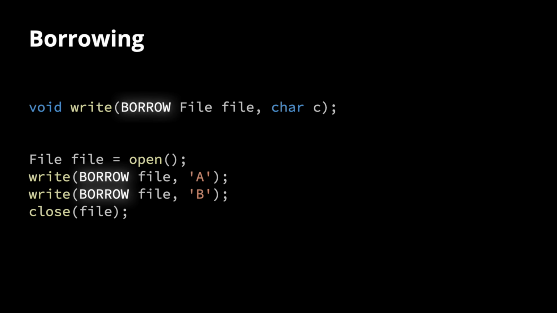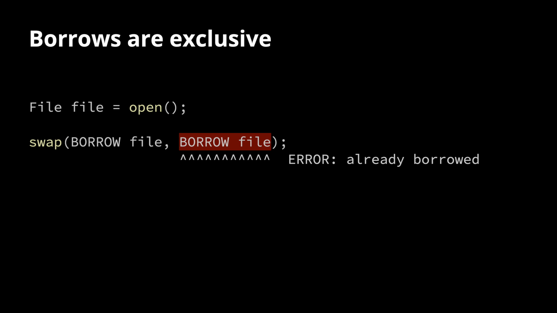Now, there are some rules that apply to borrowing. First, borrows are exclusive. That means while a variable is borrowed, it can't be accessed. You can only have one borrow at a time on an object. In this example, we're calling a swap function that takes two borrowed files, and I'm trying to pass the same file for both parameters. This doesn't compile because once the file is borrowed to make the first parameter, it can't be borrowed again to make the second parameter. After the first borrow, it's not available to be used at all until that borrow ends when the function returns. So, borrows are exclusive means a variable can only have one borrow at a time.